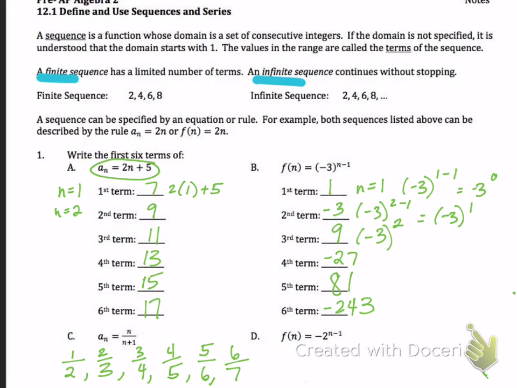Okay, so try part D, plugging in n equals 1 through 6. It'll specify how many it wants you to do. In this case, we're saying 6, but it may say 5, it may say 4.